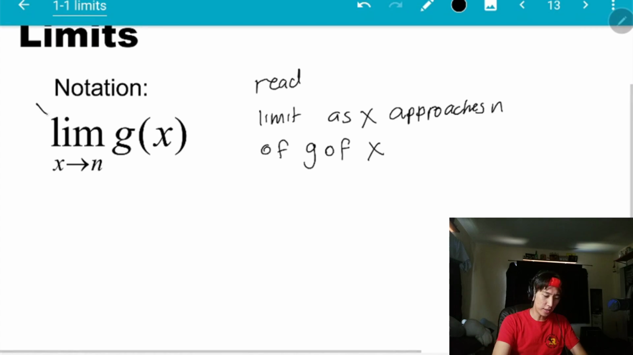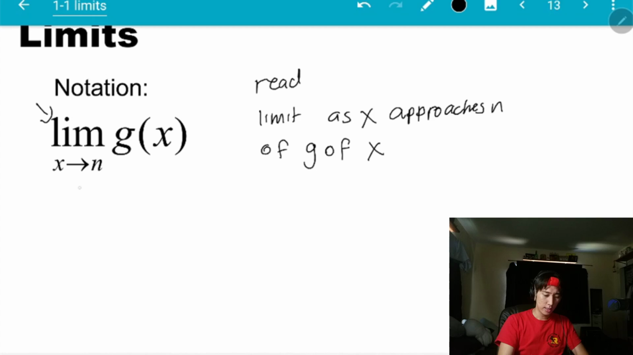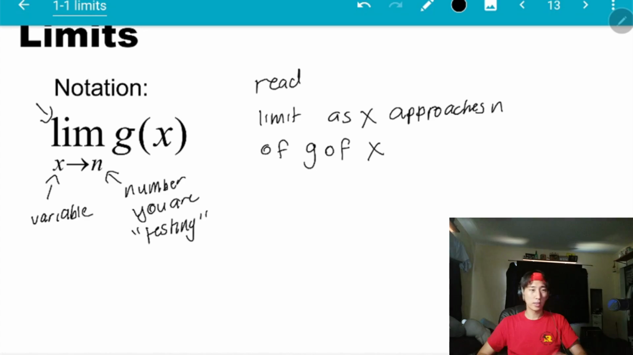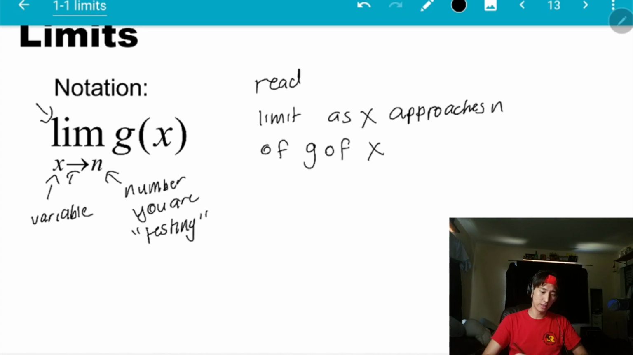Okay, this part here, obviously this is read as limit. This is your variable. This is your independent variable. This here is your number you're going to. It's your number you're testing, kind of. This arrow here just means approaching. It's x approaches n, and then again, this is your function.